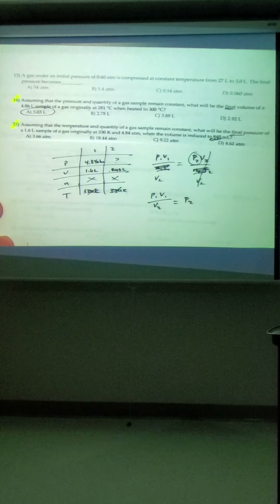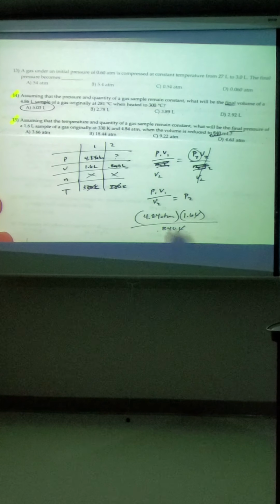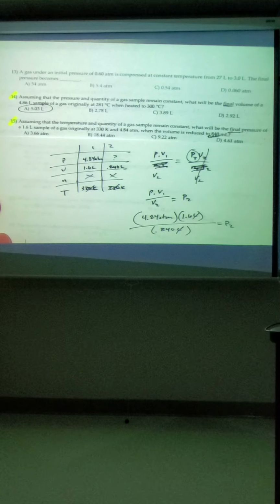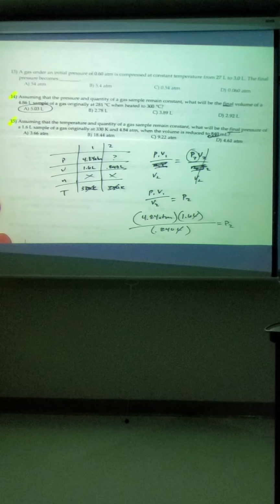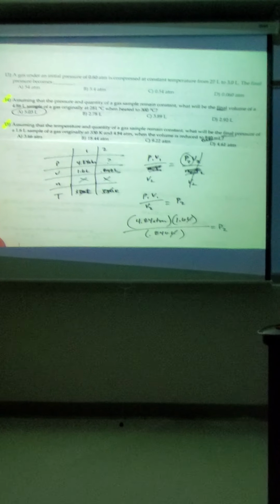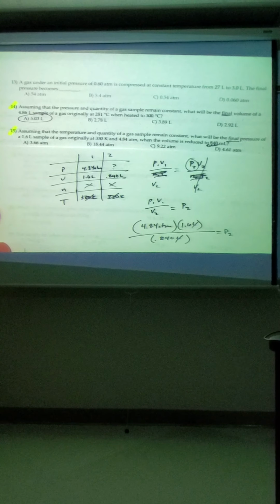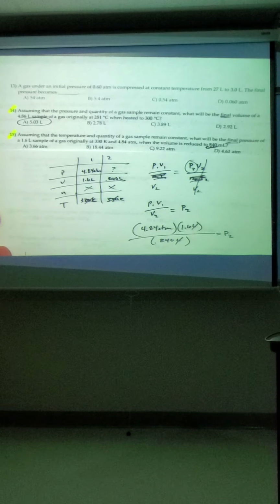Plug it in from our chart. So P1 is 4.84 atmospheres. V1, 1.6 liters. V2 is our 840 milliliters converted to liters by dividing by 1,000. That's 0.840 liters, so that liters can cancel. Otherwise, you get the easiest wrong answer, which is probably a choice because the textbook is mean and likes those kinds of tricky questions. So 4.84 times 1.6 divided by 0.84, and we get 9.2.